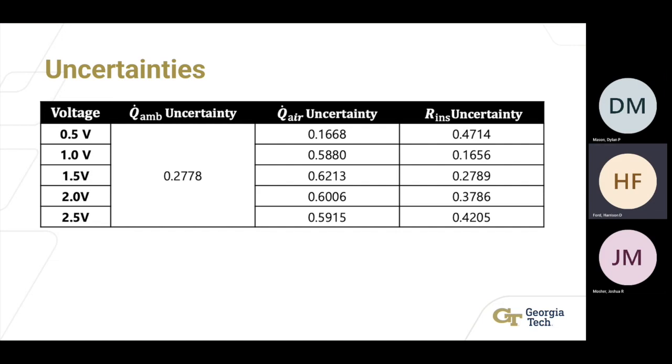So these are our values for steady state uncertainties. The uncertainty of Q dot ambient does not vary with voltage at steady state, whereas the uncertainty for Q dot air and R insulation do vary with voltage even during steady state. It's kind of hard to put these numbers into context without knowing what our Q discrepancy for week 2 is going to be, but at first glance they seem reasonably low and around what we expected.